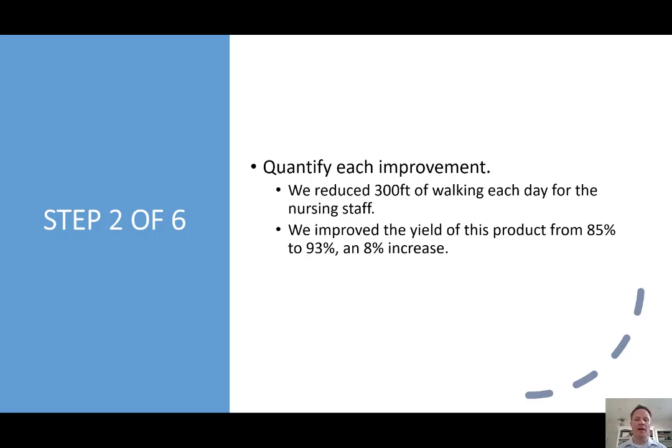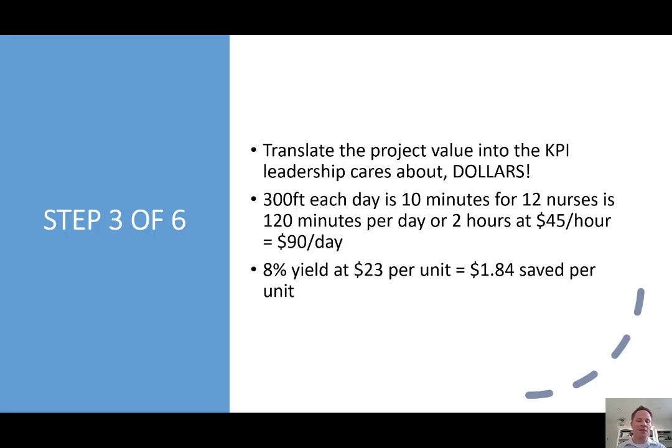That's fantastic. How much did we improve the yield? Well, we went from 85 to 93%. That's an 8% increase. Once we know that, step 3 is turning those numbers into dollars. So 300 feet per day for 12 nurses is about $90 a day. And that's assuming a standard rate of $45 an hour for a nurse. The yield improvement, 8% yield at $23 per unit, is $1.84 saved per unit. In other words, we're going to reduce the amount of scrap we have by $1.84, which is what we were spending in scrap on every unit we produced.